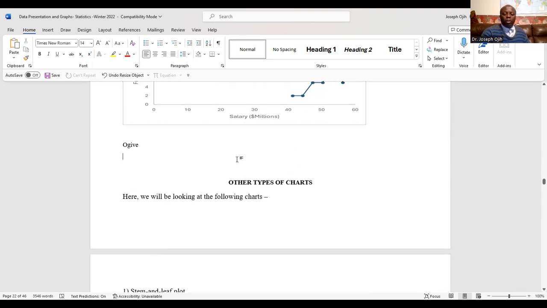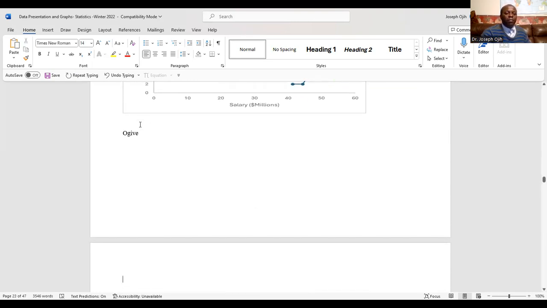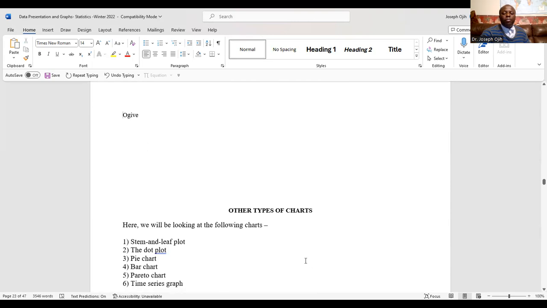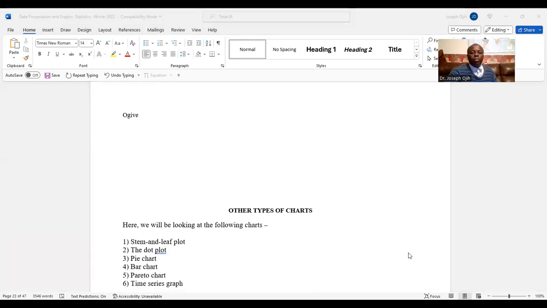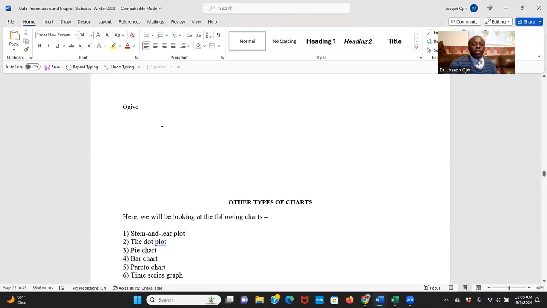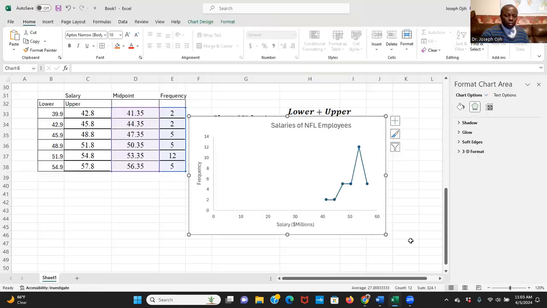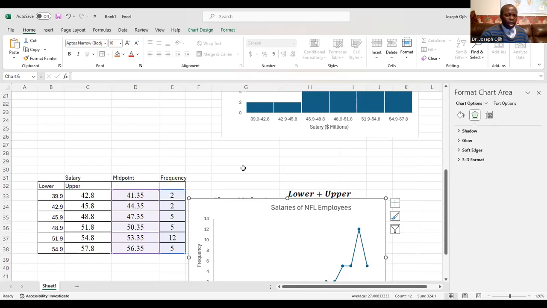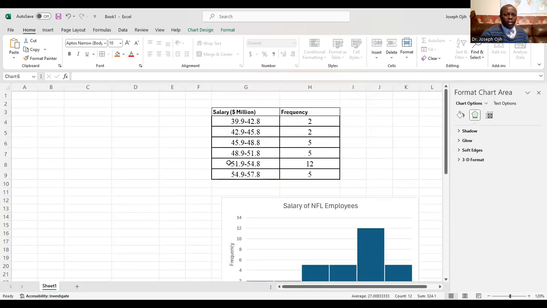Now, which leads us to the ogive. If you remember the cumulative frequency, that's what we use to get the ogive. For the ogive, first of all, you get the cumulative frequency of the data sets and then plot the graph. Let's do it. For the ogive, we have our data sets, the original data set, to have it here.